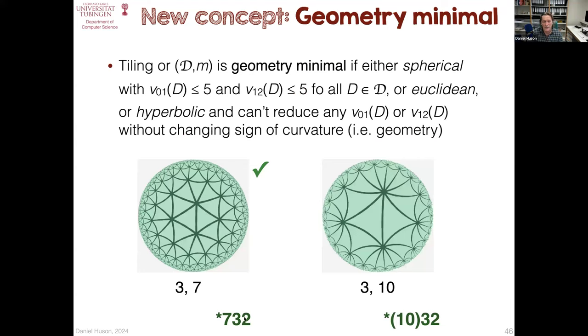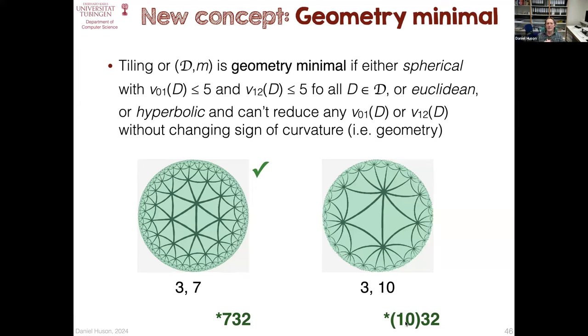So for example, 732, if I make a change that's going to change any of these three digits in the orbifold name, then I'm going to be either Euclidean or spherical. So this is definitely geometry minimal, whereas this tiling here, which has a tenfold set, has a node of degree 10 here. I can change 10 to 9. It's still going to be hyperbolic. It's going to be this. And that's not going to be geometry minimal.